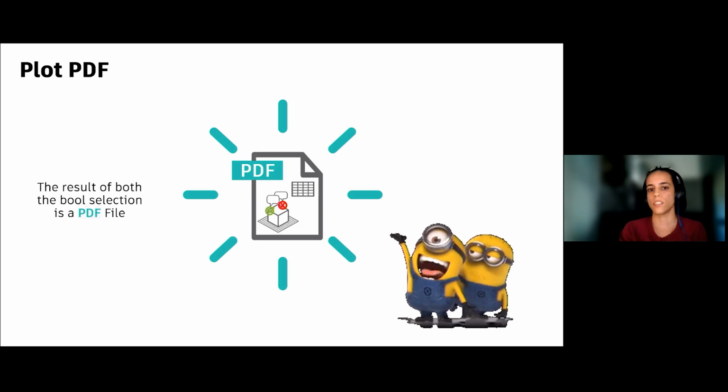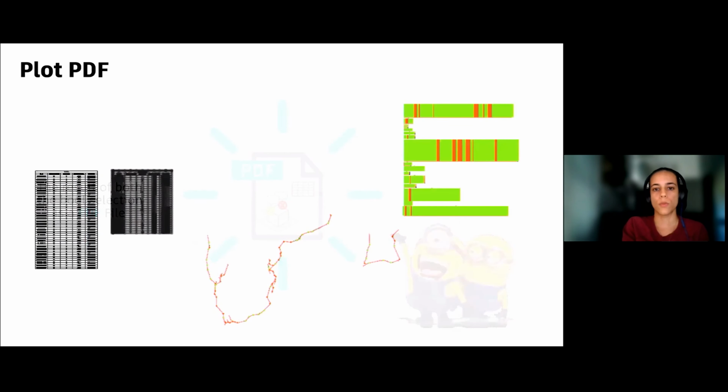The final result of both Boolean selections is a PDF file. It's not so different between the two. We see the graphical part with the alignment, the surface, and the profile, and the tables that we want to see, all in one file. So everyone can check, control, and do what they want with these files.